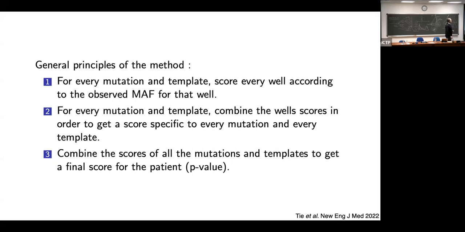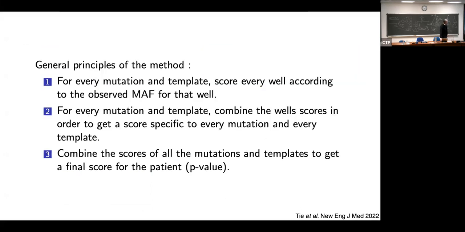And then, because a patient in a cancer usually has more than one mutation, we do this not just for one mutation, but for all the mutations that that patient had. So it could be two, three, four mutations. Then you combine all of the scores into one final score.